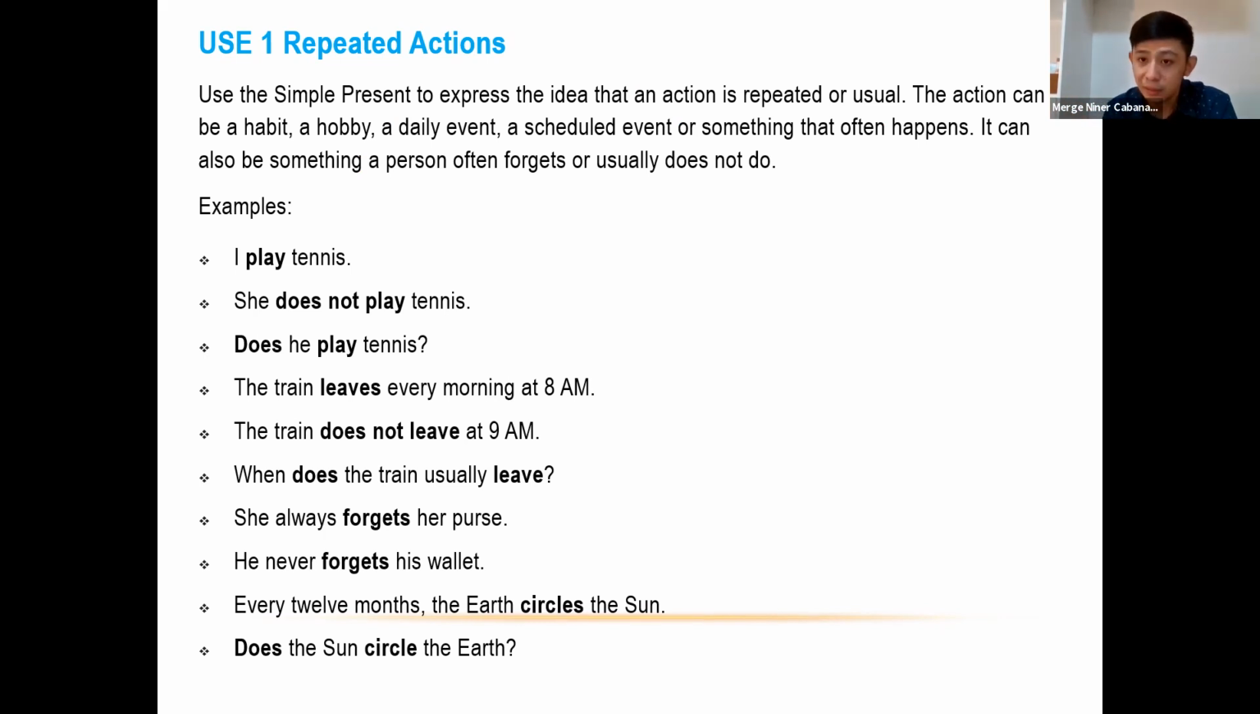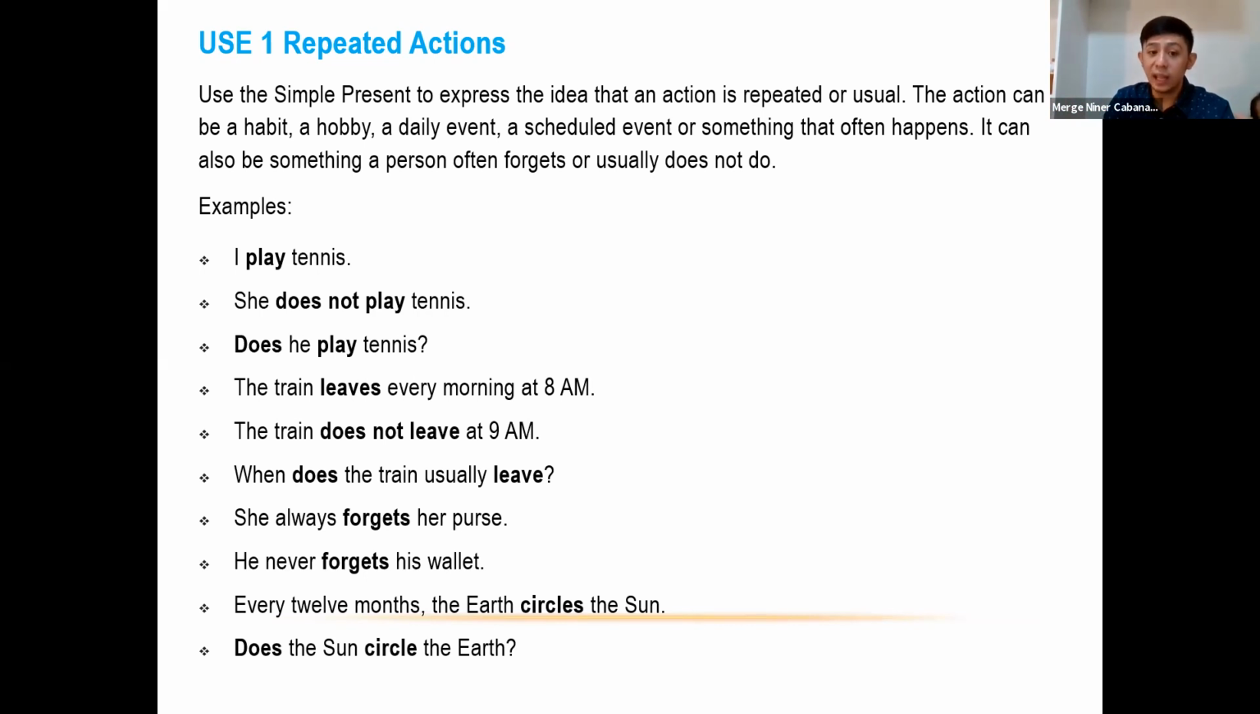The action can be a habit, a hobby, a daily event, a scheduled event, or something that often happens. It can also be something a person often forgets or usually does not do, with the attachment of the negative word not or no. Example: I play tennis. She does not play tennis. Does he play tennis? We're using the word play here because tennis is an action, and this is a habit or a hobby that a person does. Therefore, we're using the simple present tense.